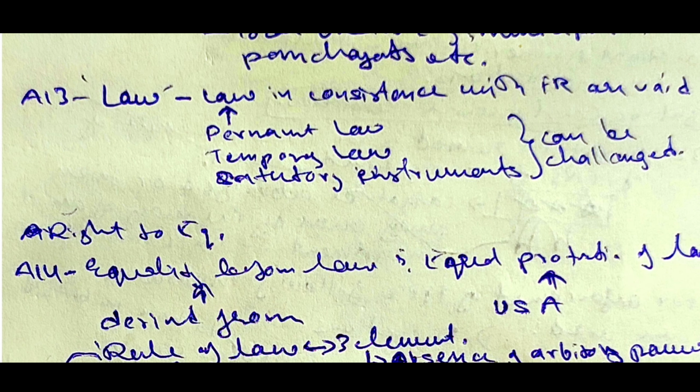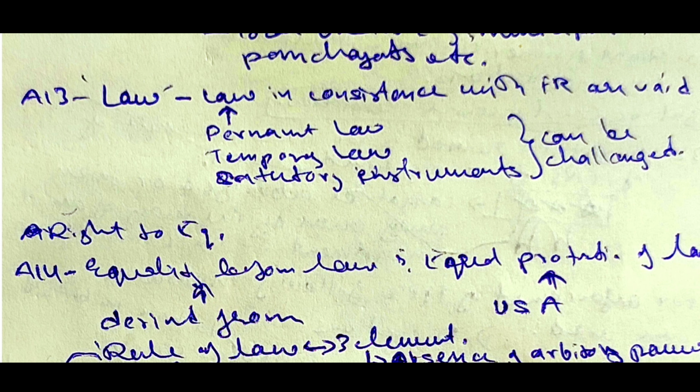And Article 13, directly going to Article 13, it deals with laws that are inconsistent with, or in derogation of, the fundamental rights, and these are void. And what are these laws? These laws are permanent laws enacted by the central government through the Parliament, and temporary laws, which are ordinances issued by the President of India or the state governors. And next are statutory instruments. Statutory instruments are orders, notifications, etc.